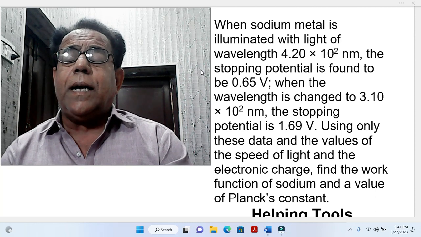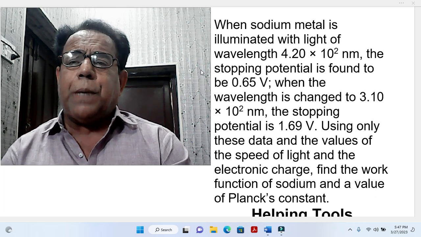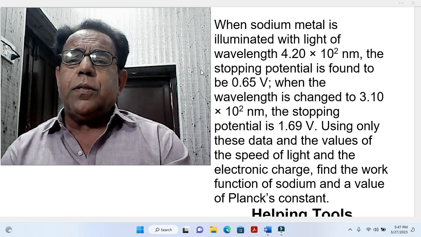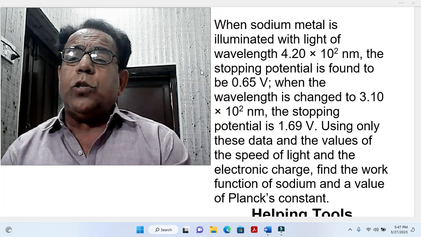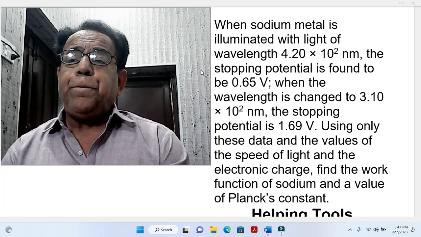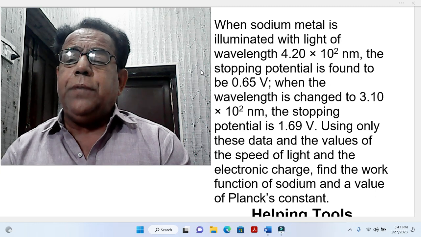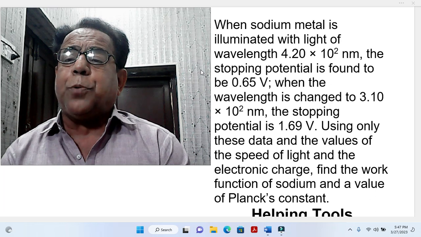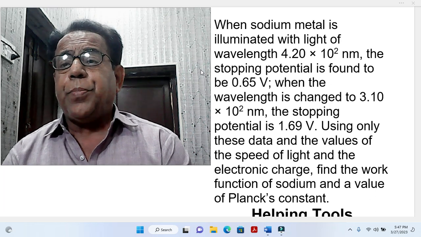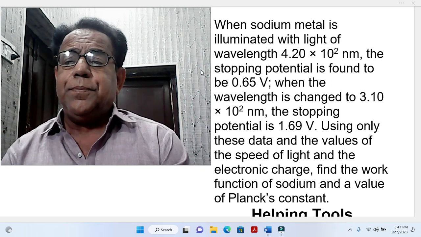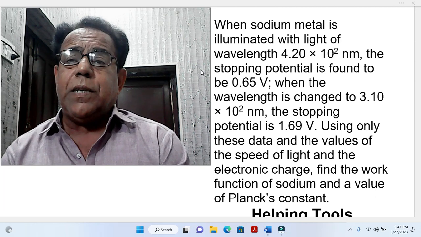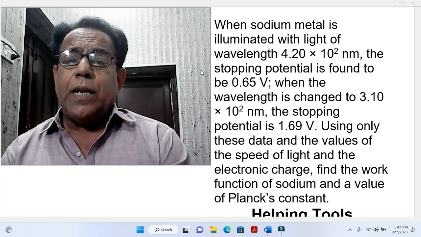So both things are well known, very famous, known publicly, but here we are required to recheck those quantities, or find out those quantities, only with the help of data which is provided in this problem. So as usual, first we come towards the statement, then we will come towards helping tools, and then we will come towards calculation.